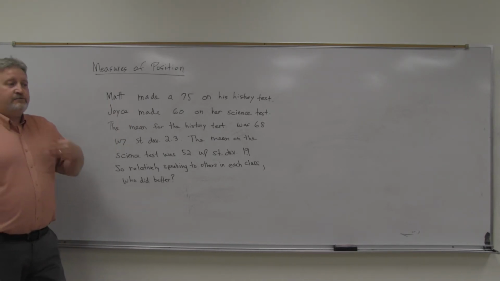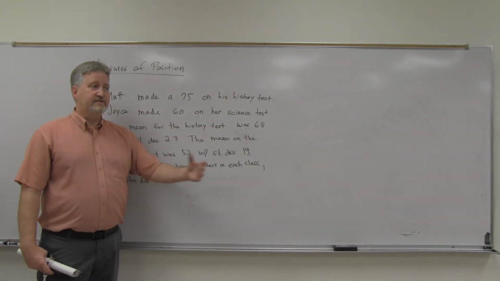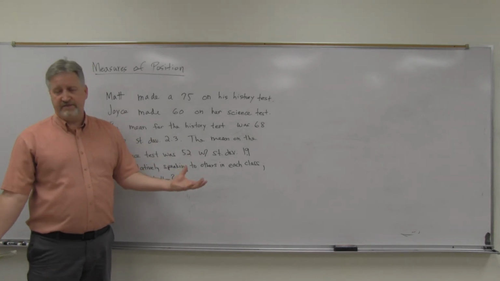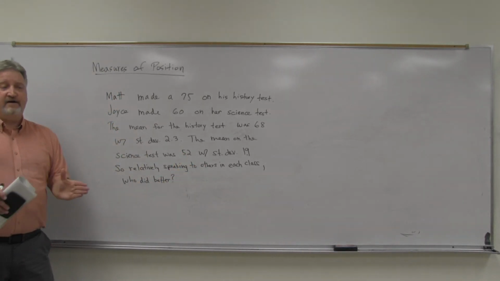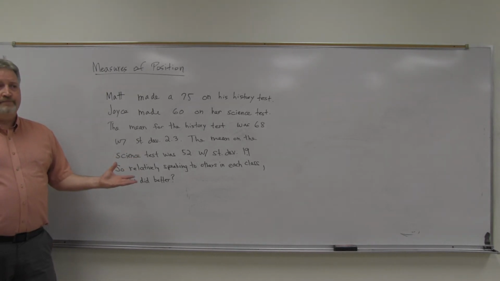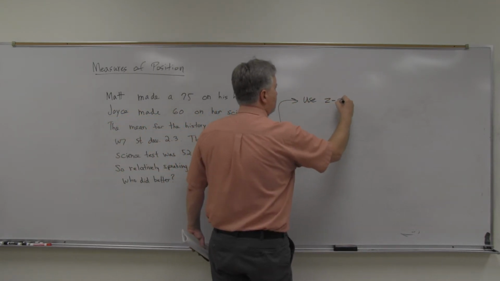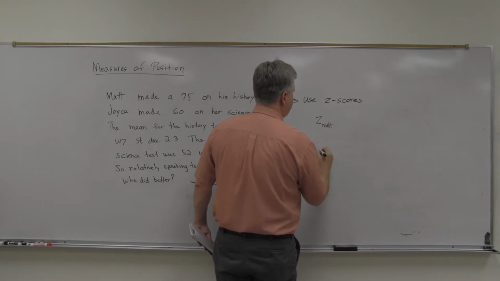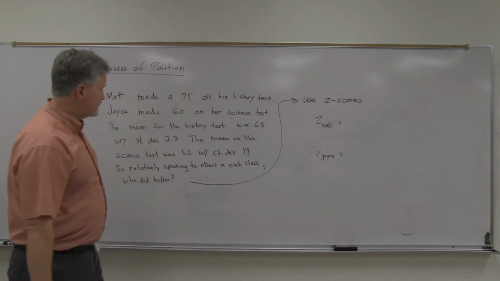So how do we do this? That's what we're going to use the z-score for, because the z-score standardizes the positioning of the values. That's one of the things we use z-scores for; we'll use them for other things too. The z-score standardizes the positioning of the values amongst different distributions, okay? So we're going to use z-scores. So let's do Matt's z-score and Joyce's z-score here.